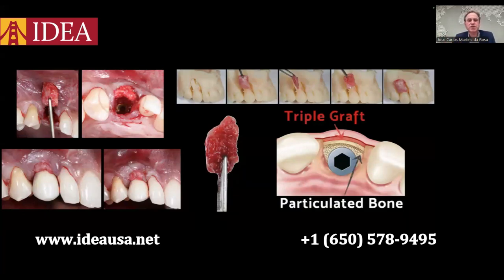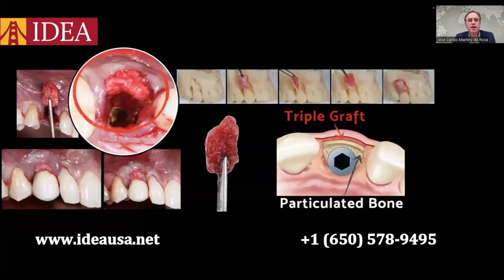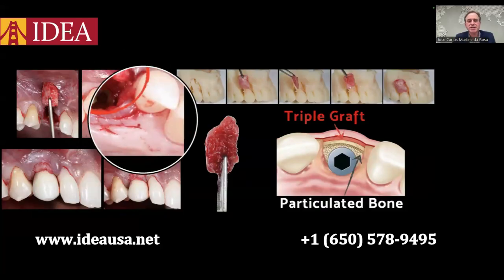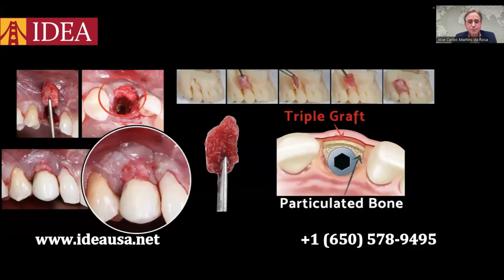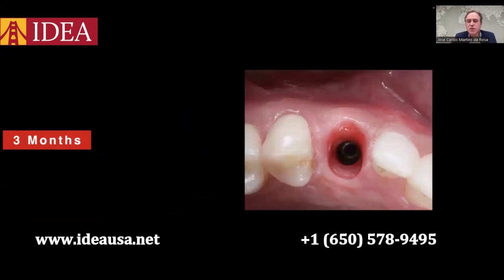This is what we did here. We have the triple graft inside here and particulate bone, and we installed the provisional restoration immediately. The graft was stabilized using sutures. After 3 months, look at the quality of this peri-implant tissue.